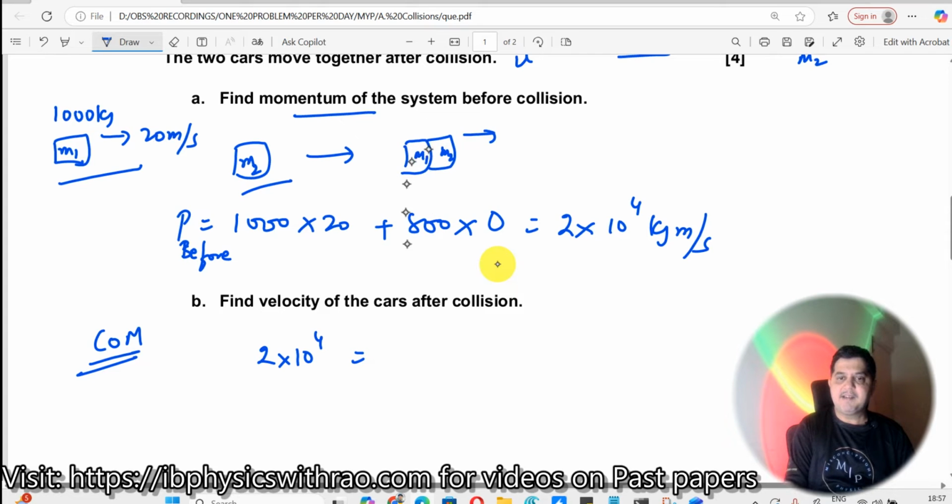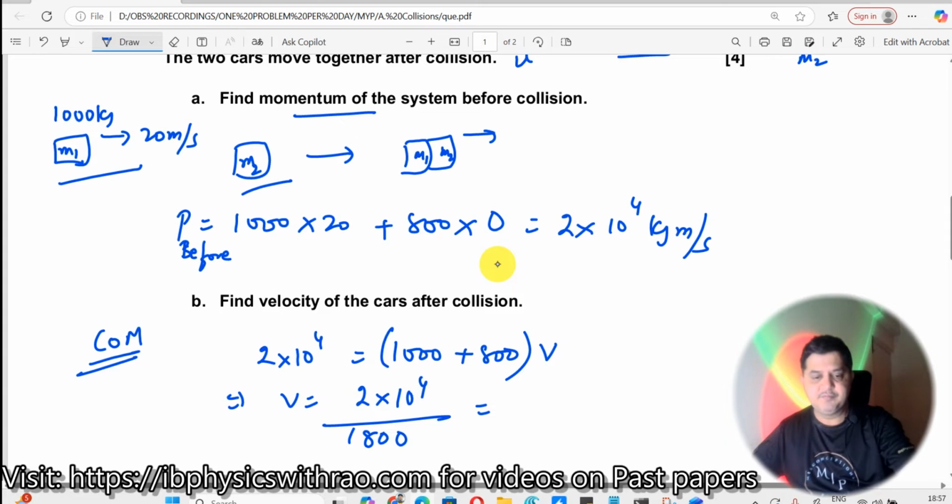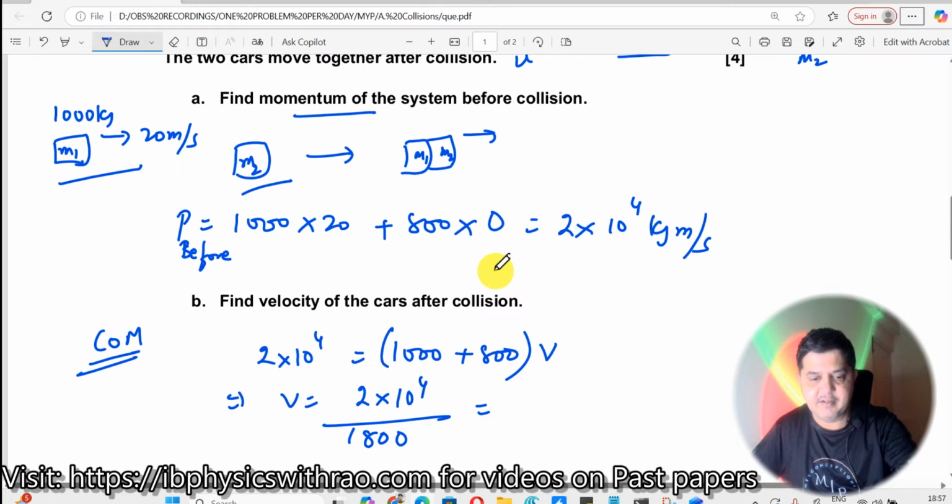So therefore, total mass here is 1000 plus 800, multiplied by the velocity v, which implies v is equal to 2 into 10 to the power of 4 divided by 1800. So what is the answer for this? I'll calculate once again.